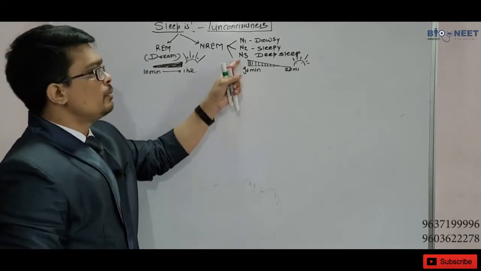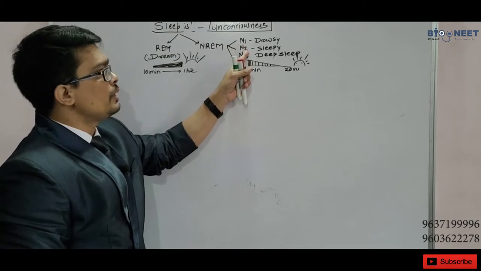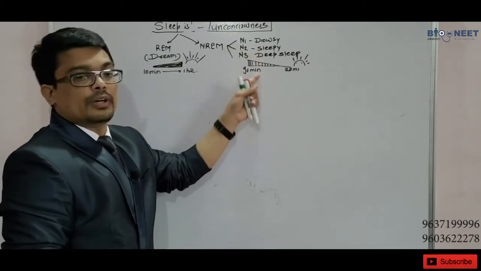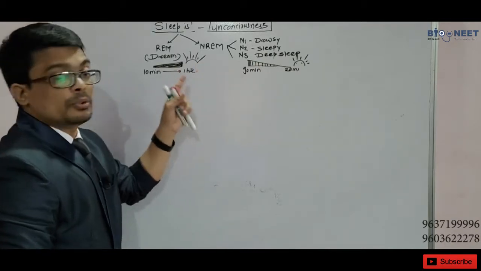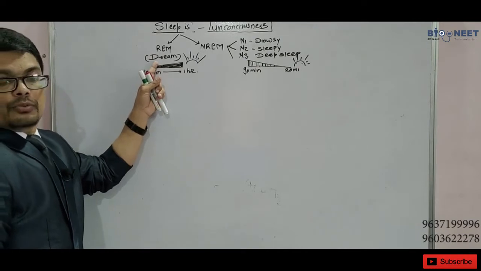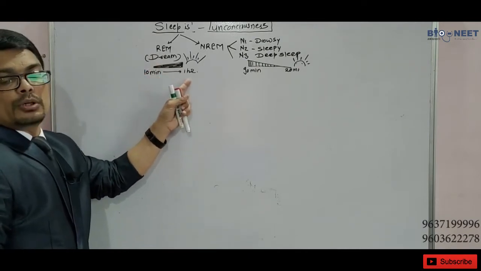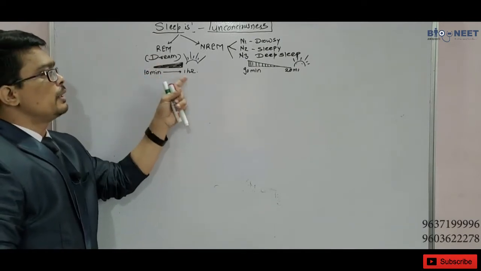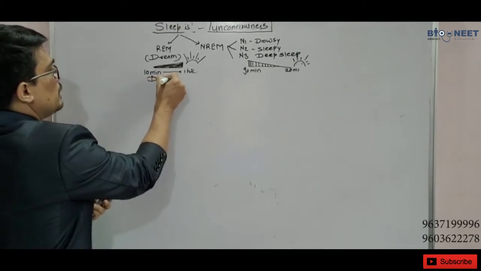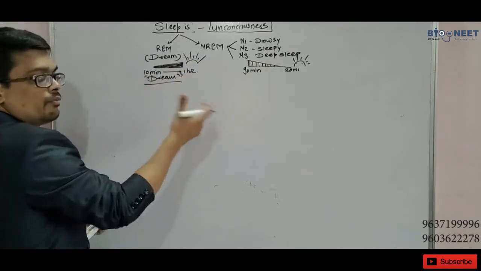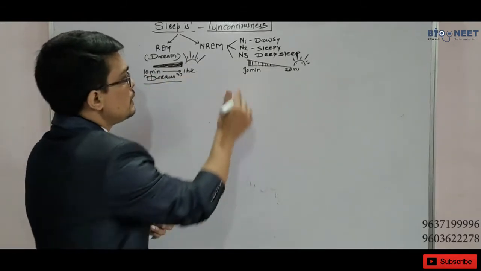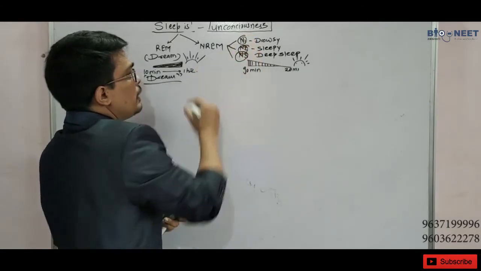NREM sleep is the first sleep, which is subdivided into N1 phase, N2 drowsy, sleepy, and N3 is the deep sleep, which is required for all important functions: immune, growth, repair, cell, everything. REM is first for 10 minutes and then it goes on increasing as we approach morning time, up to 1 hour. Dreaming is here, and muscles are flaccid, or relaxed, in case of REM sleep. Now we will see N1, N2, N3.